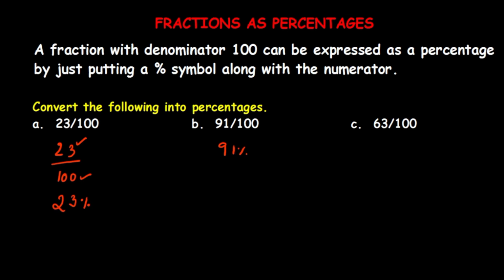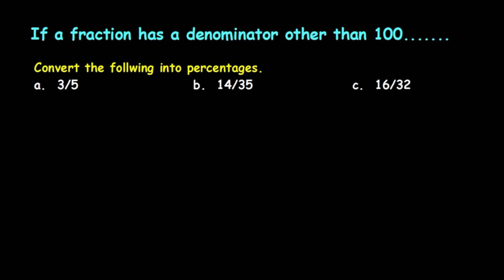The 63 by 100. So how do we write this? 63 divided by 100, this is the numerator and this is the denominator. We can write 63%. So this is the model fractions as percentage. When we have 100 in the denominator, you can just take the numerator and put a symbol of percentage.